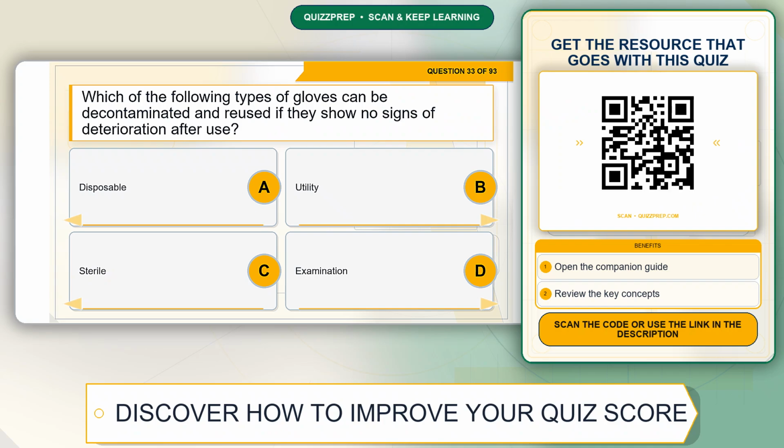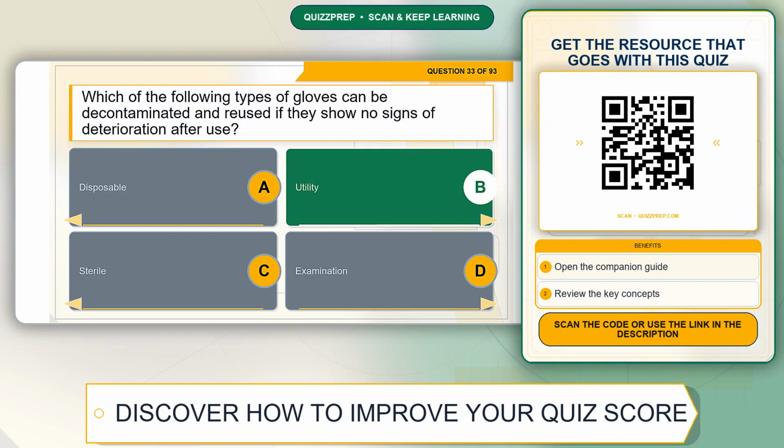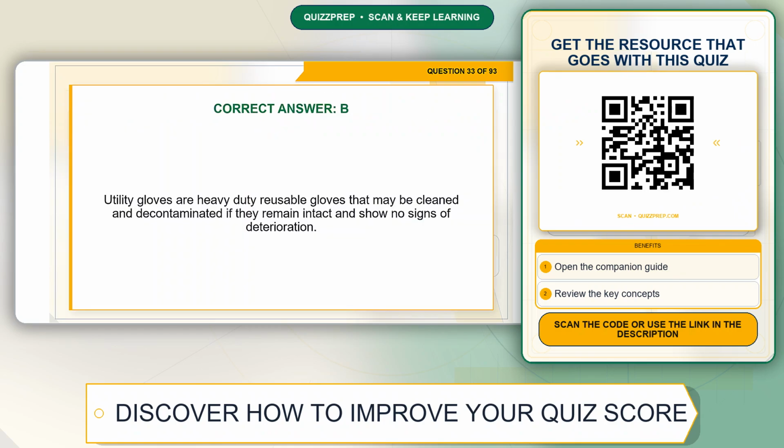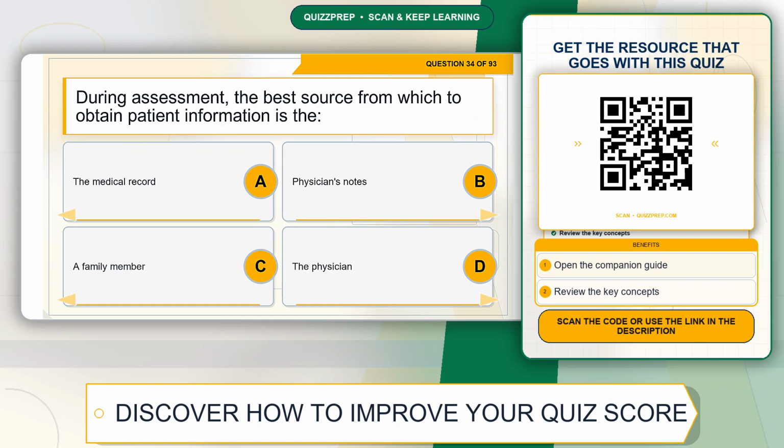Question 33. Which of the following types of gloves can be decontaminated and reused if they show no signs of deterioration after use? Option A, disposable. Option B, utility. Option C, sterile. Option D, examination. The correct answer is option B, utility. Explanation. Utility gloves are heavy-duty reusable gloves that may be cleaned and decontaminated if they remain intact and show no signs of deterioration.